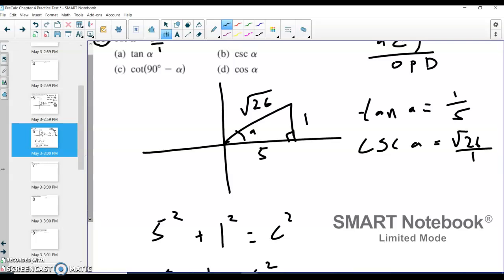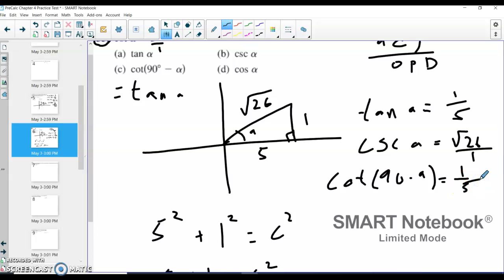Cotangent of 90 minus A, this is a tougher one, but if you go to your notes, I did have one of the identities that the cotangent of 90 minus A, so 90 minus the angle that we don't know, that is actually just the same thing as the tangent of A. And so your answer for C is going to be the same as your answer for A, and that is that the cotangent of 90 minus A is going to be 1 over 5, because it's the same thing as tangent. That's based off of an identity, and something that we would have had in our notes in that lesson where we went over identities.